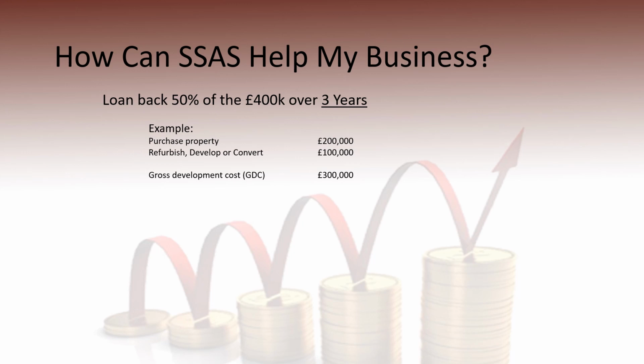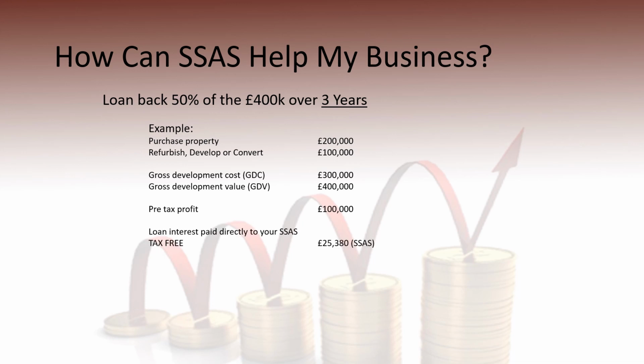So you can purchase a property, not within the SSAS, but within the company using a loan back. You need the funds to refurbish, develop or convert the property. So let's say you then developed it and your development cost totaled with the purchase 300,000, but you've added value. So the GDV should have gone, for example, to 400,000. You've got a pre-tax profit of £100,000 sat there.